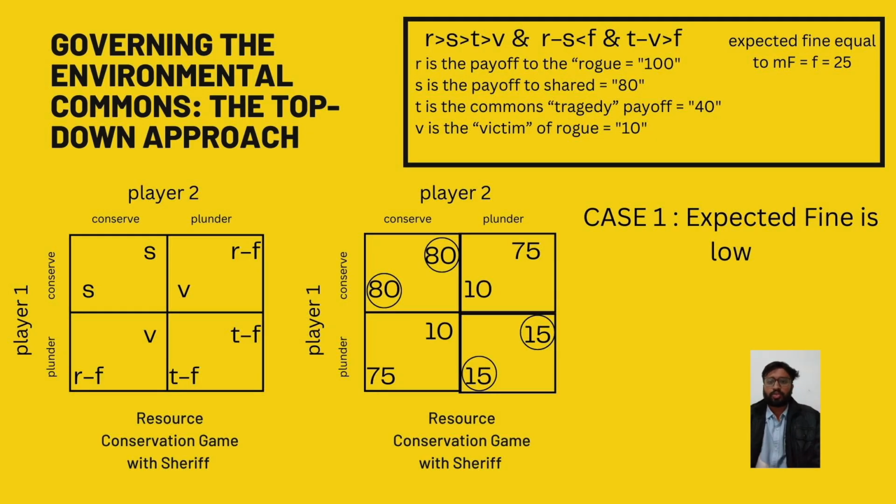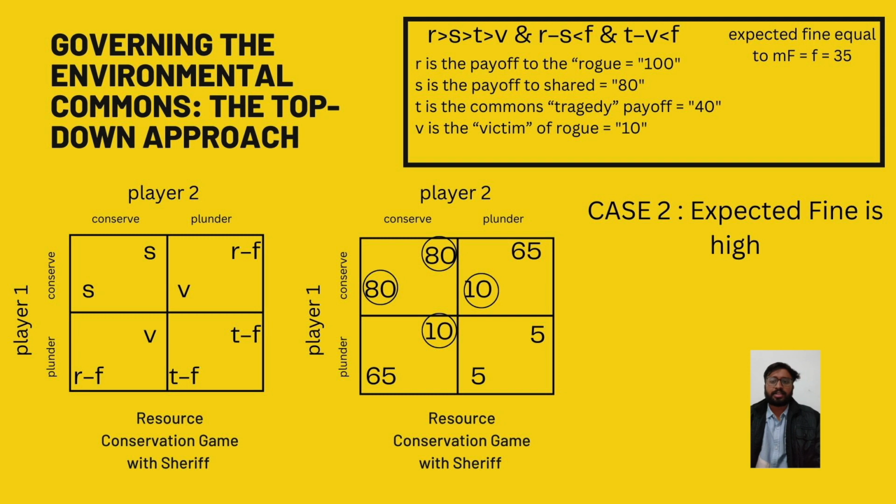Let's consider case 1 where the expected fine is low. Expected fine is low in two scenarios. First, if the fine value imposed by the state is low. Second, if the probability of being caught is low. This implies the number of officers hired by the state is less. Then conserve will be the Nash equilibrium, but it won't be the unique Nash equilibrium. If the expected fine is low, then we can't escape the prisoner's dilemma trap completely. We can see this from the matrix also.